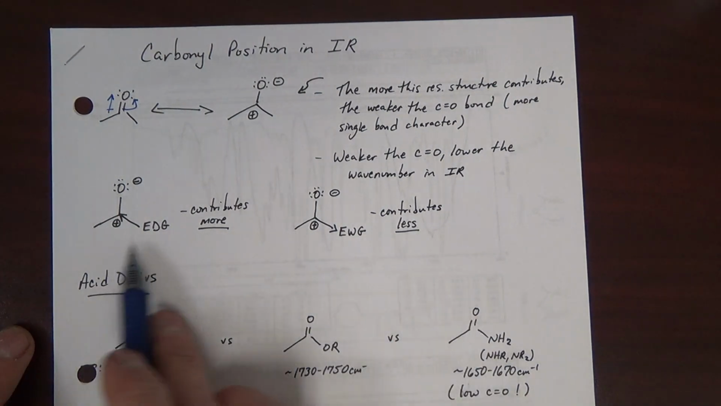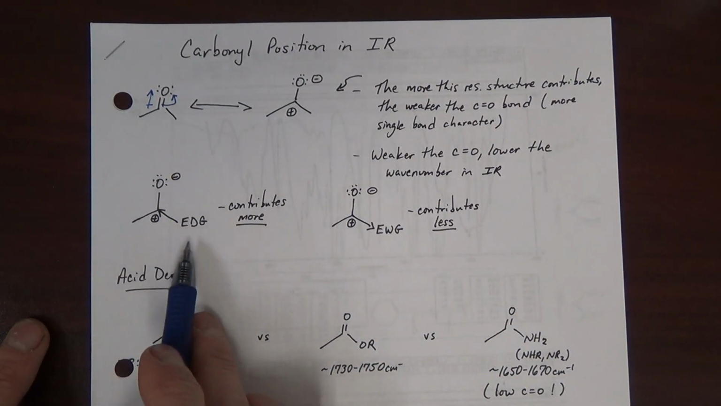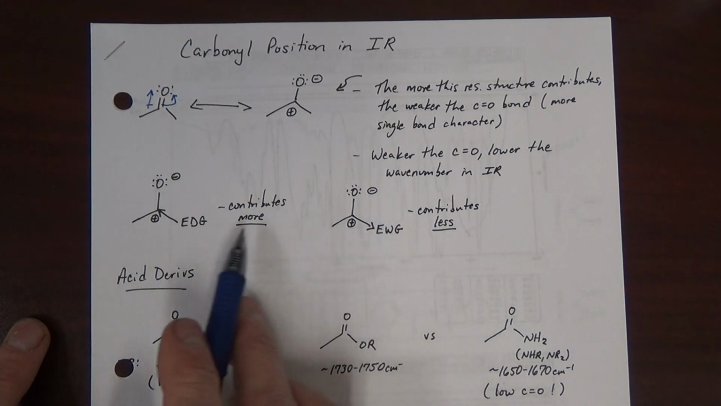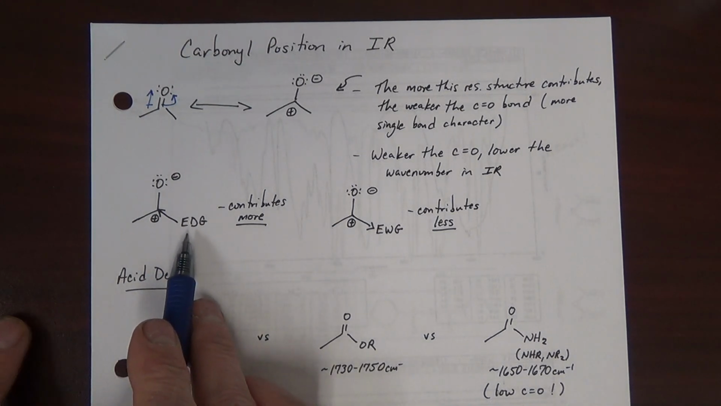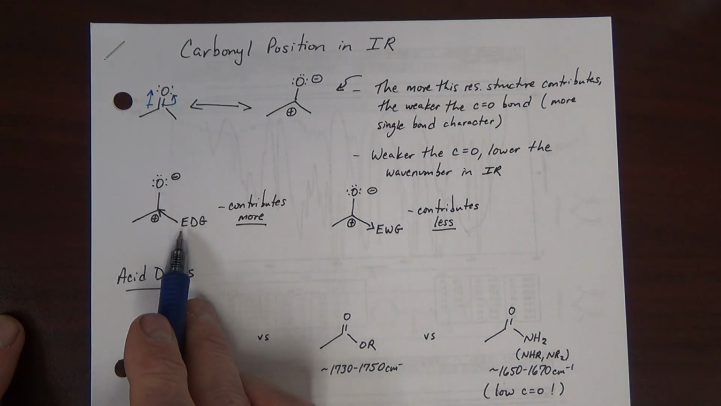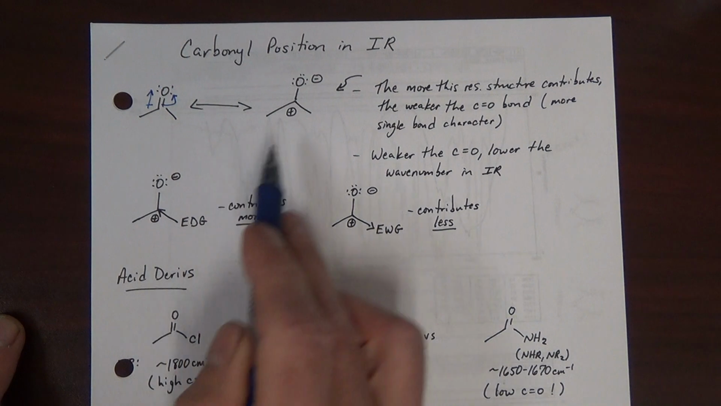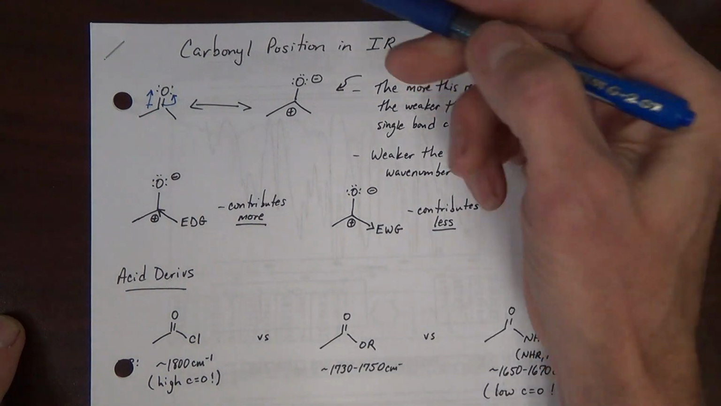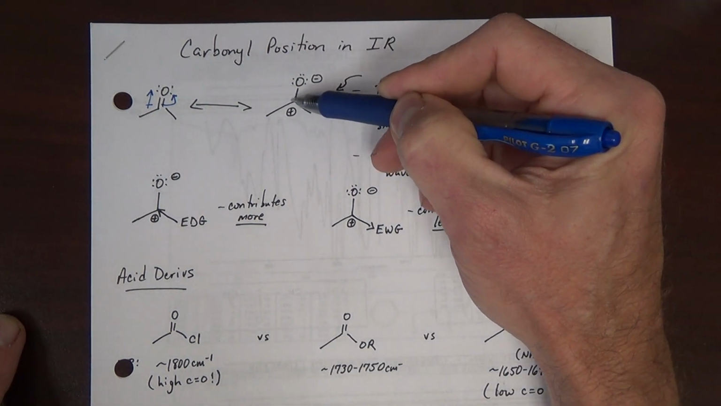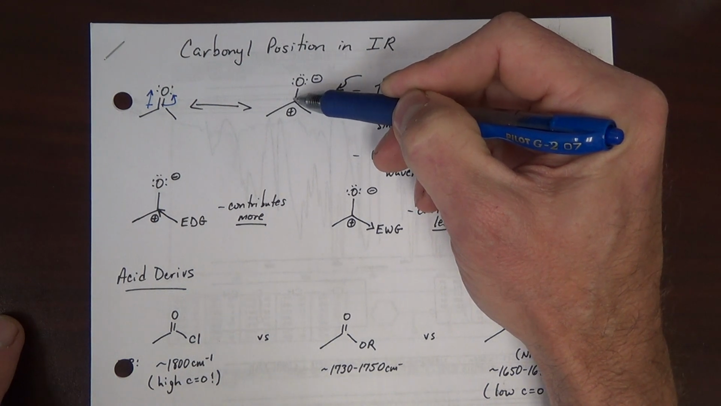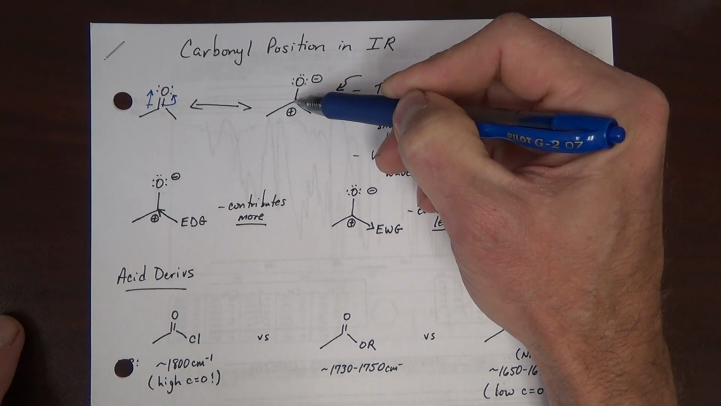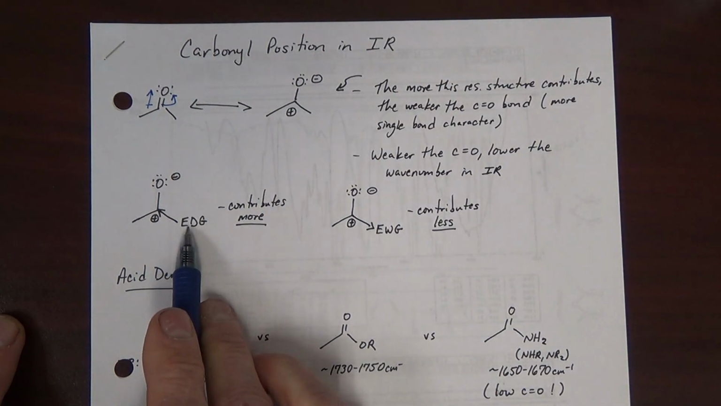Now let's look at how groups can affect this. If we have an electron donating group bonded to the carbonyl, that's going to make this resonance structure contribute more. Because, think about it, this resonance structure has a positive on the carbon. What's going to help facilitate forming a positive on this carbon? An electron donating group.